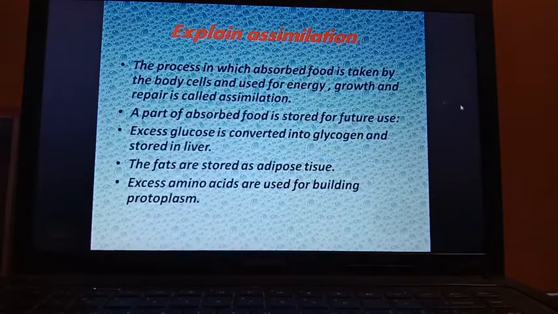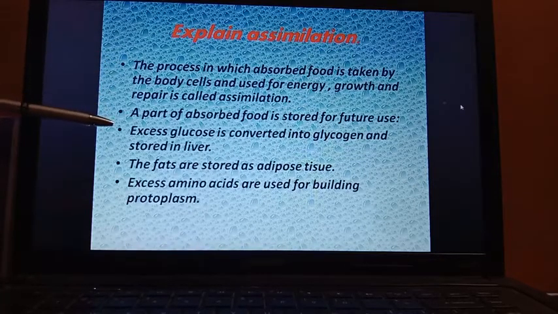Next question. What is assimilation? Explain in brief. The process in which absorbed food is taken by the body cells and used for energy, growth and repair is called assimilation. A part of absorbed food is stored for future use.